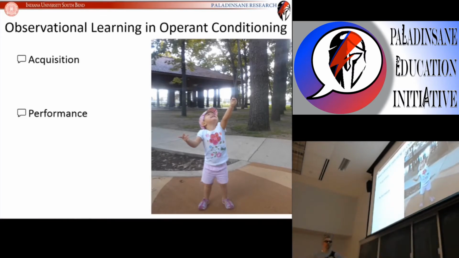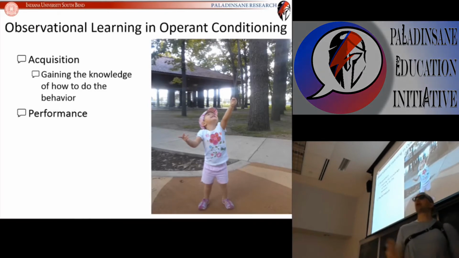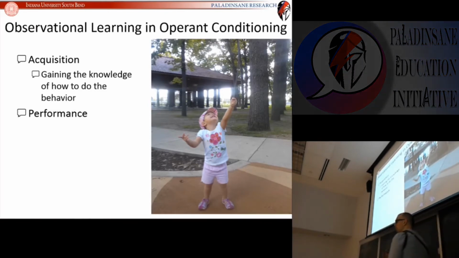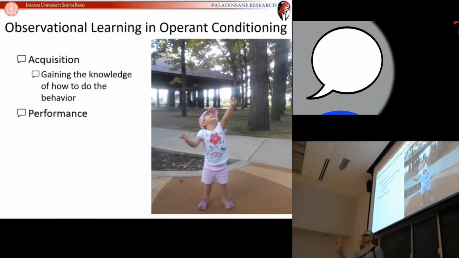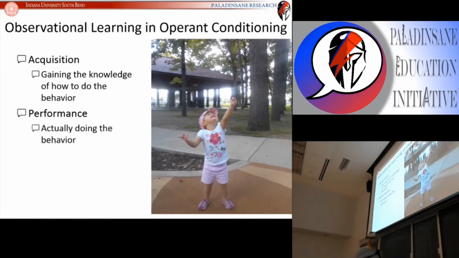Acquisition is whether or not you can learn how to do that behavior. Acquisition is the actual acquiring of the knowledge to be able to do that behavior. So what factors influence whether you will acquire that knowledge? And then performance is the actual doing of the behavior. So what factors are going to influence whether they actually do the behavior? They might learn the behavior, but decide not to do it. What aspects actually influence whether or not they will do that behavior?